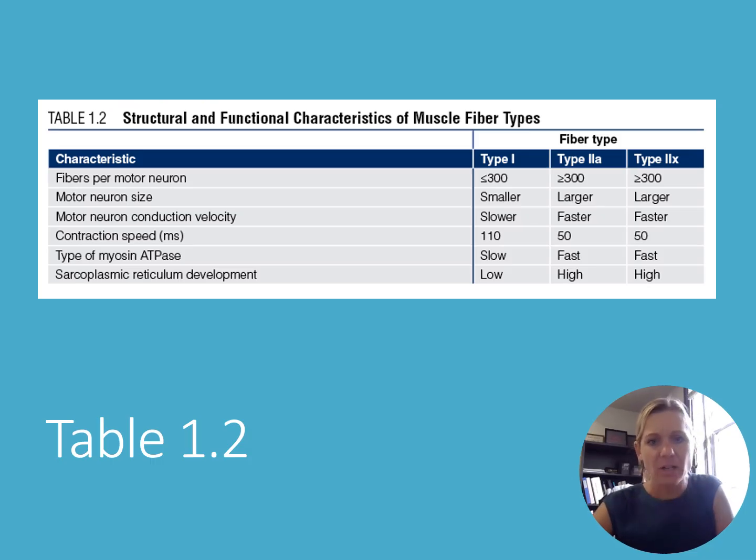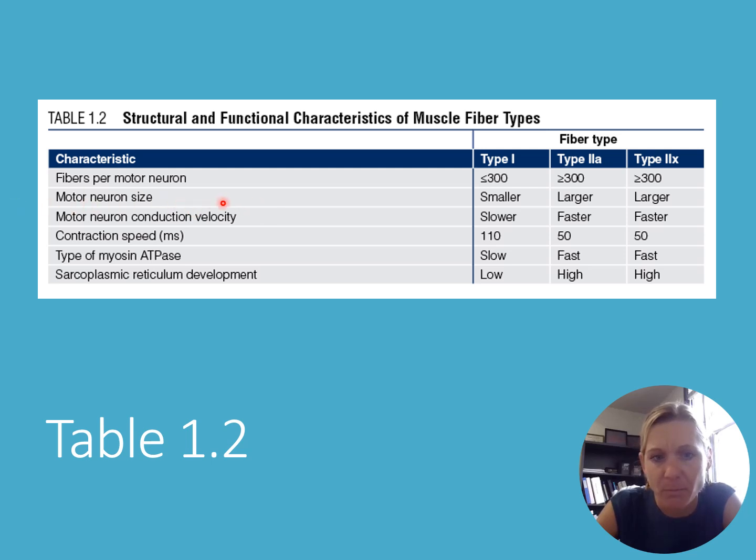Okay, so here you can see a little bit about each of these fiber types. Again, type 1 is going to be slow twitch. Type 2A is going to be kind of like an intermediate fiber, and type 2X is going to be fast twitch. Okay, so again, looking at some of these different characteristics.